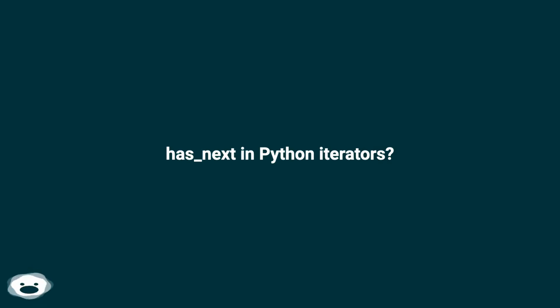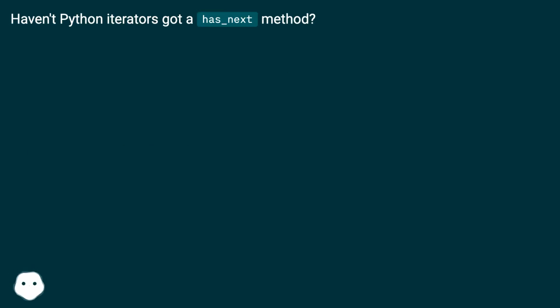Has underscore next in Python iterators. Haven't Python iterators got a has underscore next method?